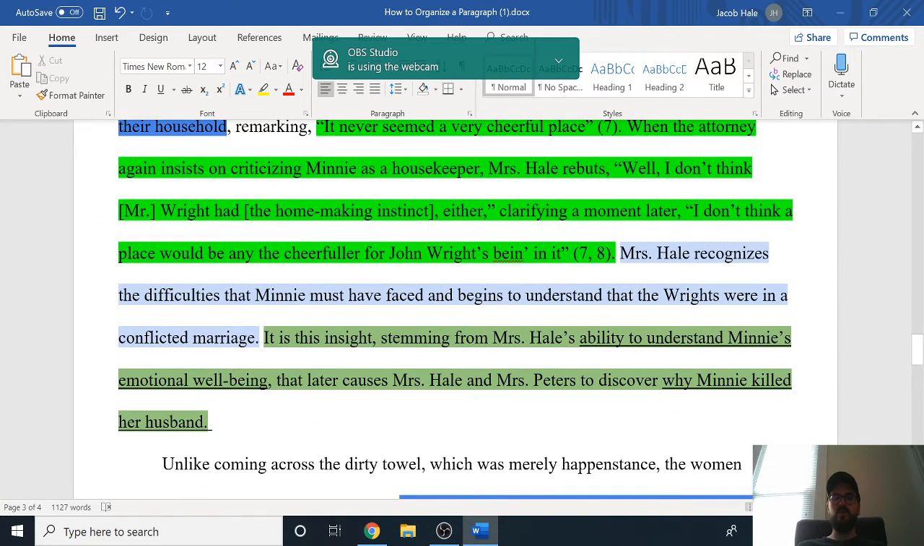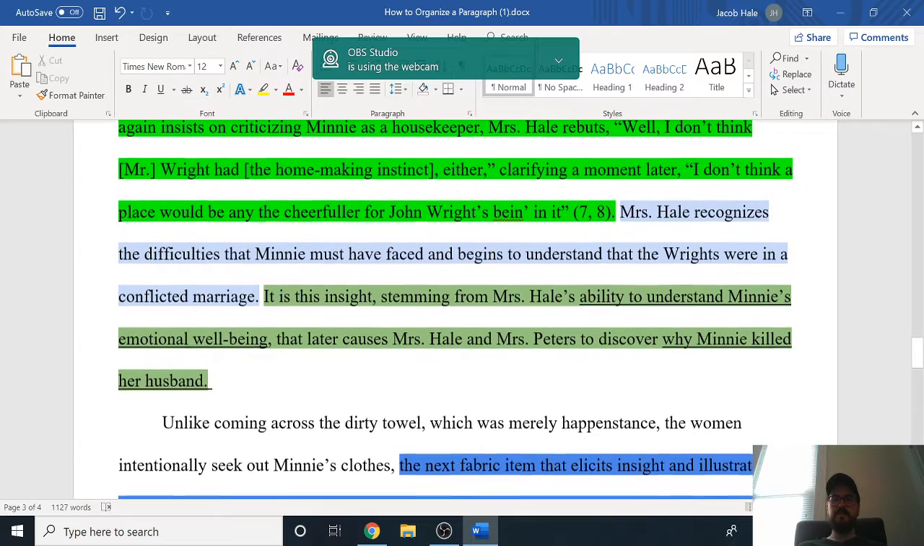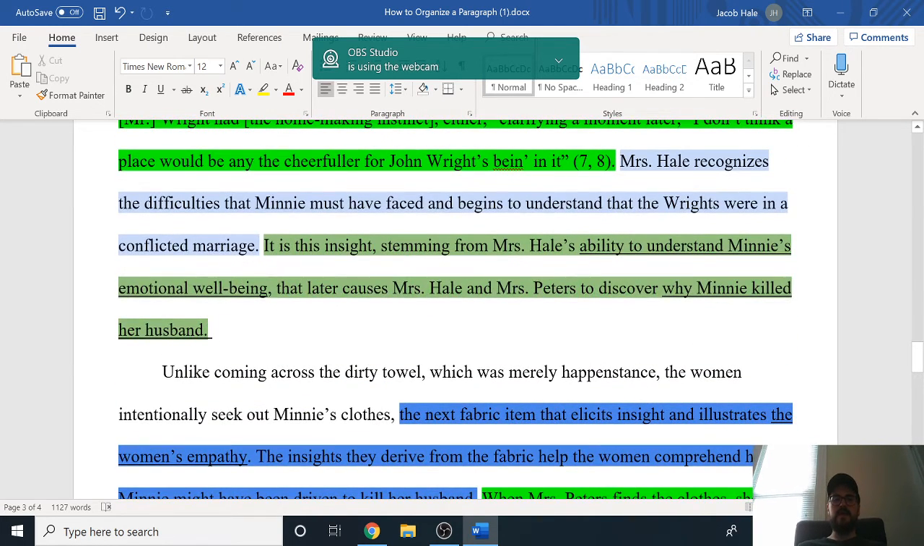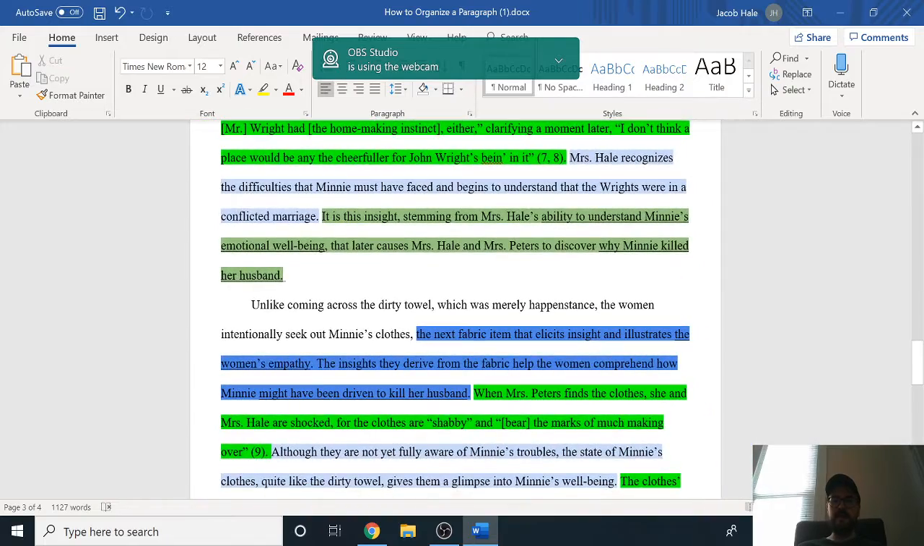The writer says Mrs. Hale recognizes the difficulties that Minnie must have faced and begins to understand that the Wrights were in a conflicted marriage. So they have their main idea, they present some evidence, or an example, I should say. They explain and analyze that example, and now they're going to end the paragraph by linking back to the thesis. It is this insight, stemming from Mrs. Hale's ability to understand Minnie's emotional well-being, that later causes Mrs. Hale and Mrs. Peters to discover why Minnie killed her husband. So let's take a look at how that is linking back to the thesis.